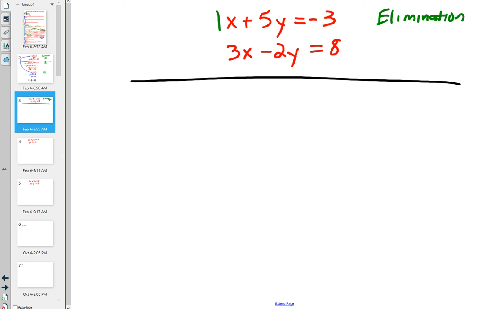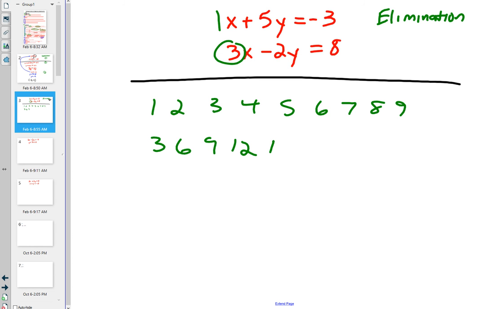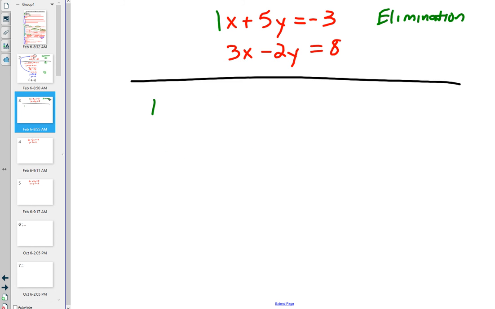So we're going to use least common multiple. What is the least common multiple of 1 and 3? It is 3. If I count by ones, 1, 2, 3, 4, 5, 6, 7, 8, 9. Count by threes, because that's the other number: 3, 6, 9, 12, 15, and so on. What is the smallest number they have in common? 3. So 3 is the least common multiple. If we choose x's, we're going to turn them both into 3's. But you also have the option of making the y's match.